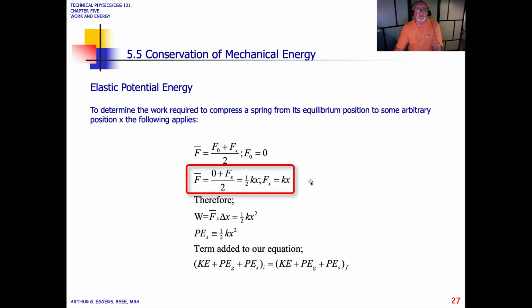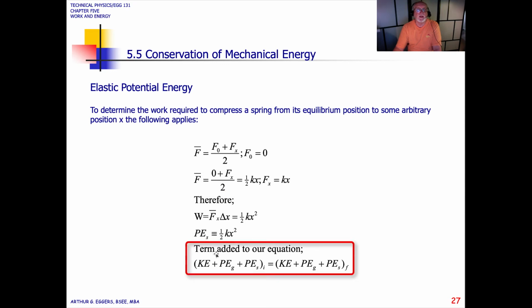and we end up with that relationship, 1/2 kx, where f sub x now is kx. So therefore, if we look at work and define it, if you will, the average force times the distance is equal to 1/2 kx squared. Okay, so the definition now that we have when dealing with a spring potential energy is 1/2 kx squared.